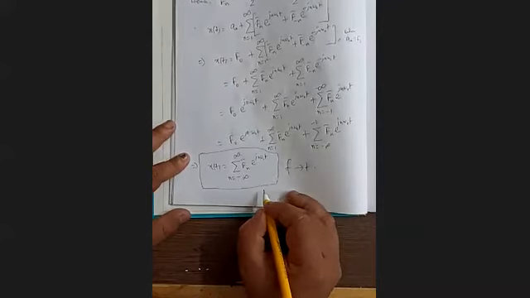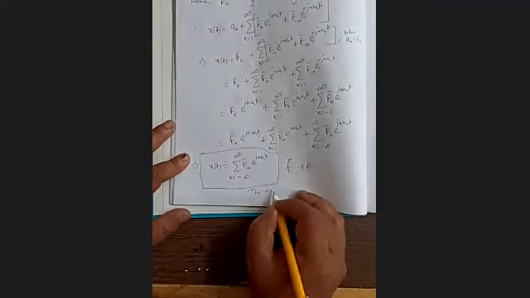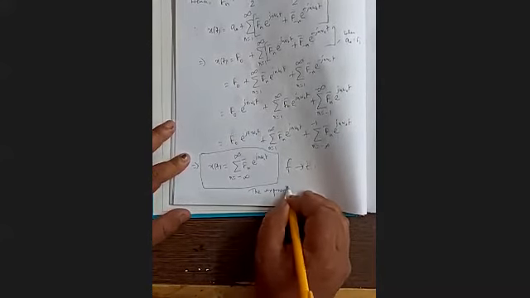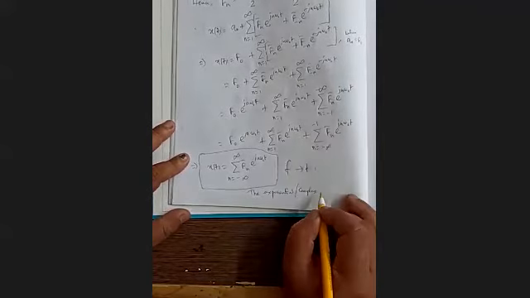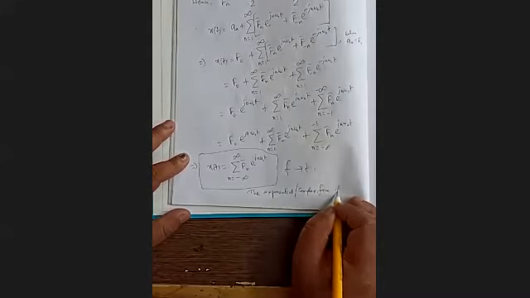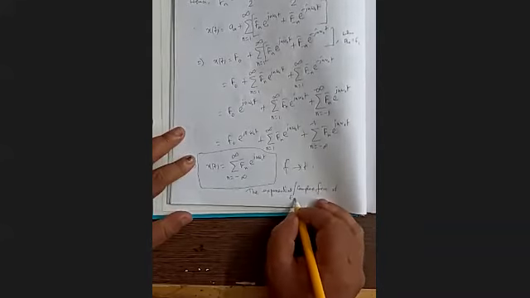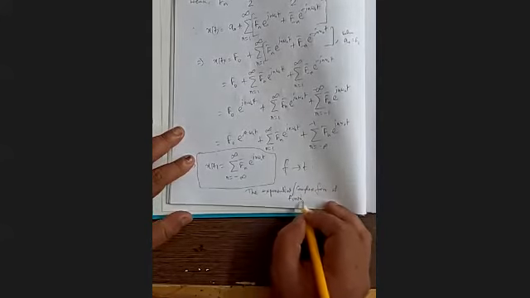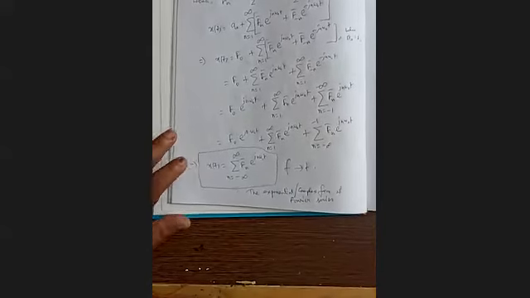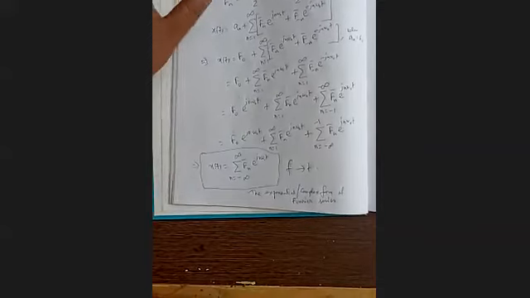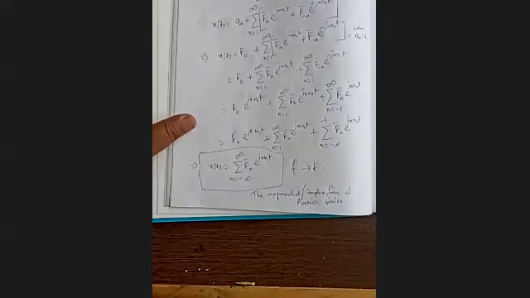So this form is actually called the exponential or complex form of Fourier series. The exponential or complex form of Fourier series. This one. Clear?